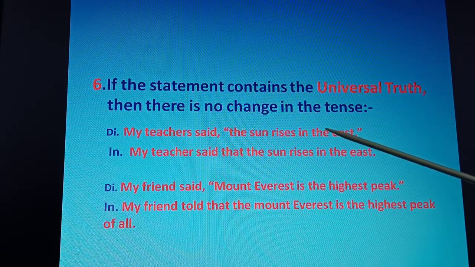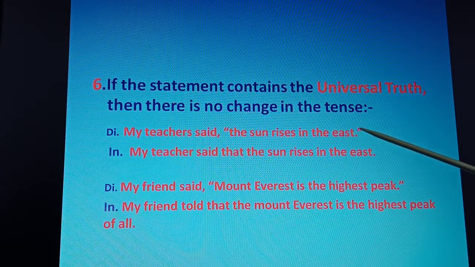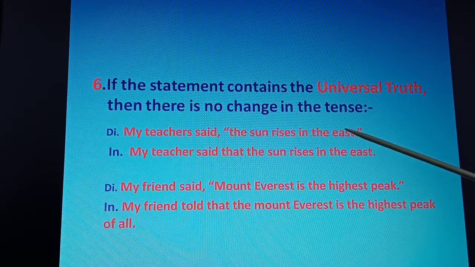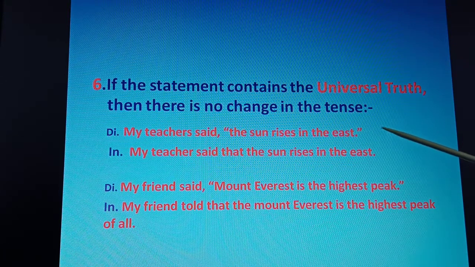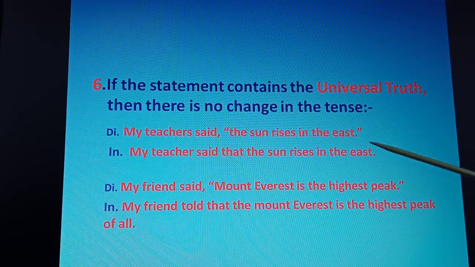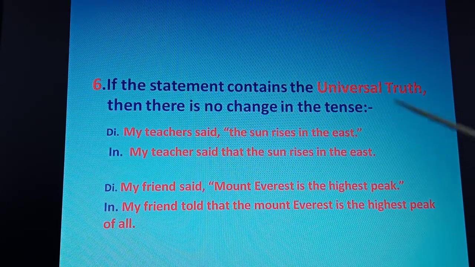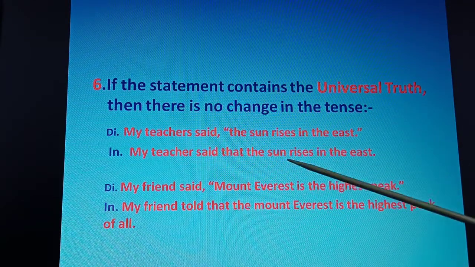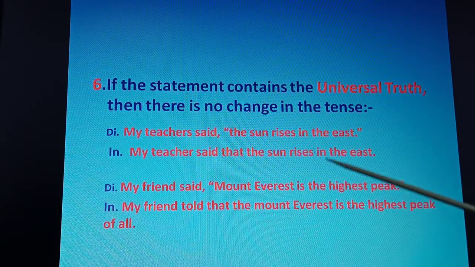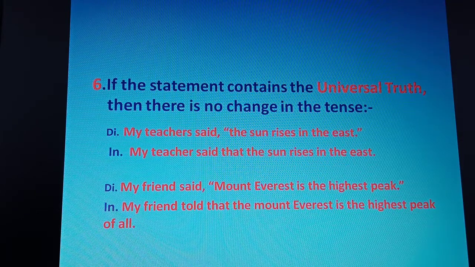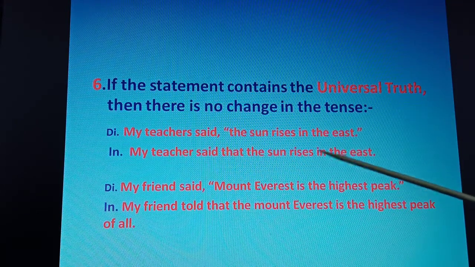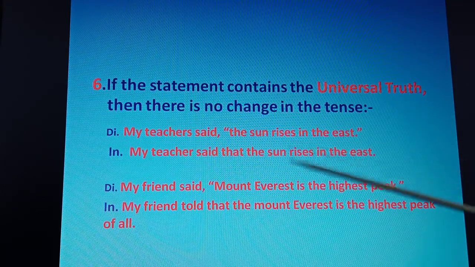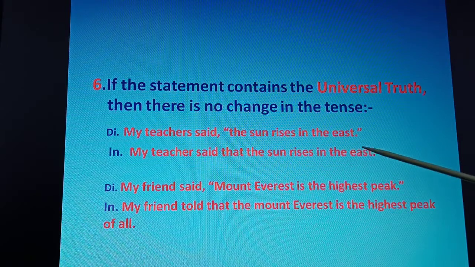For example, direct speech: My teacher said, "The sun rises in the east." The sun rises in the east will remain the same thing in indirect speech. Clear? My teacher said that the sun rises in the east. Or my teacher told that the sun rises in the east. But the sun rises in the east will remain the same.